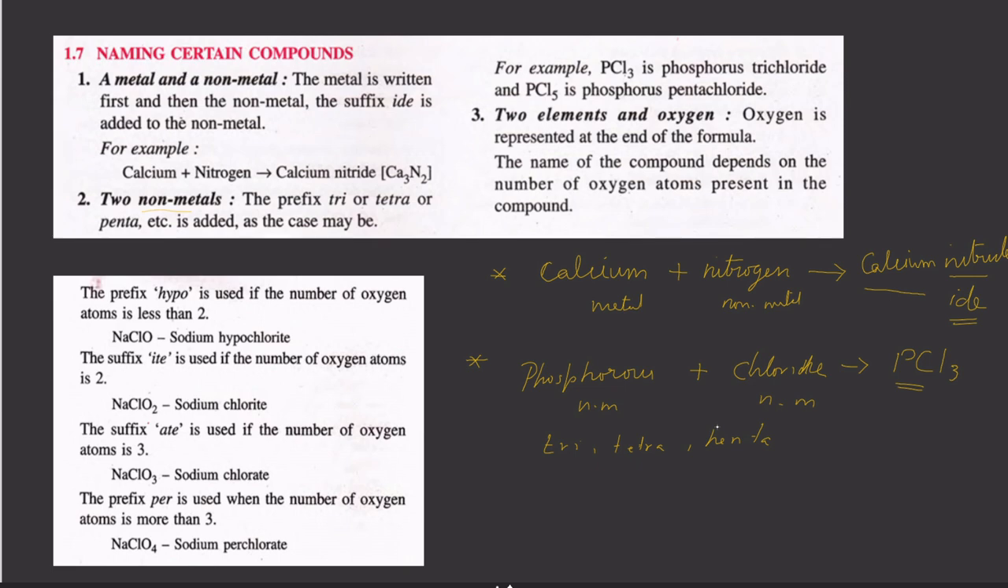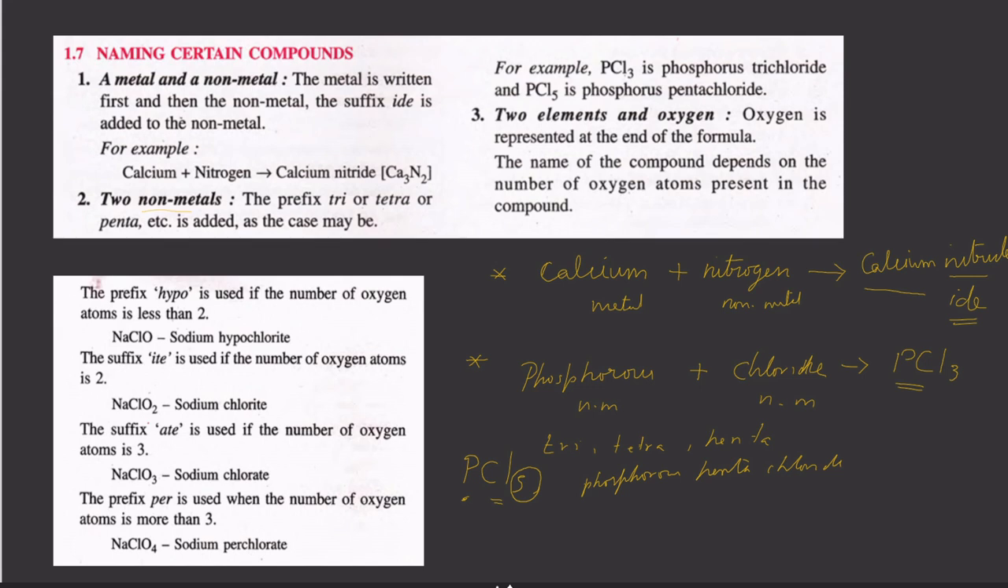If there is phosphorus pentachloride, PCl5, here phosphorus is the name of the first non-metal, followed by the name of the second non-metal, but before that we have to add the prefix according to the number of atoms. PCl5 is phosphorus pentachloride. Some important terms that you have to remember are shown here.